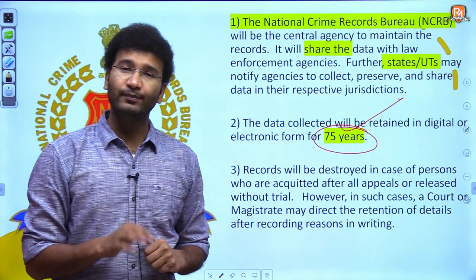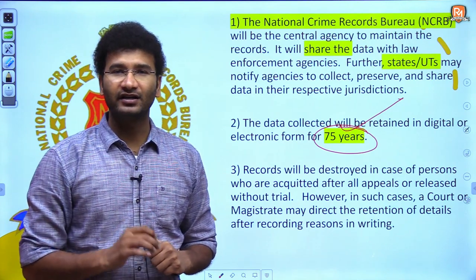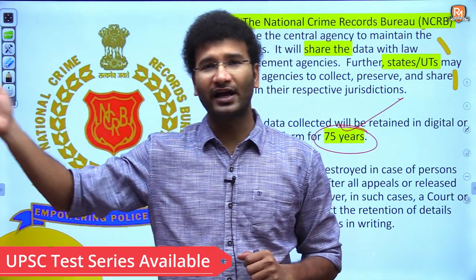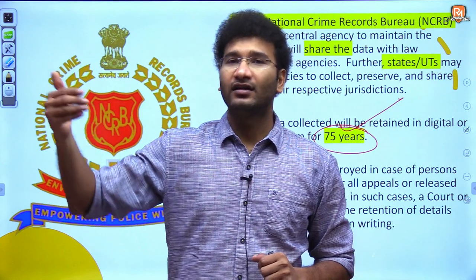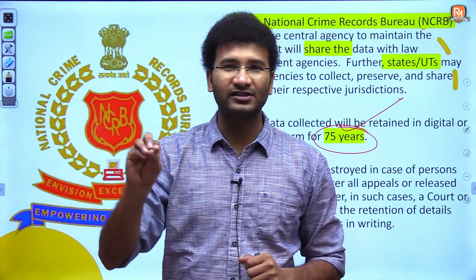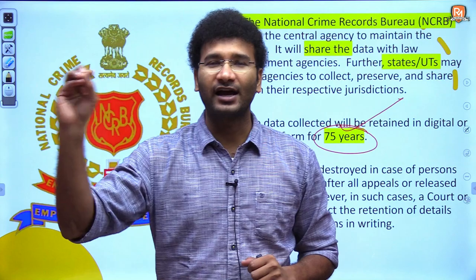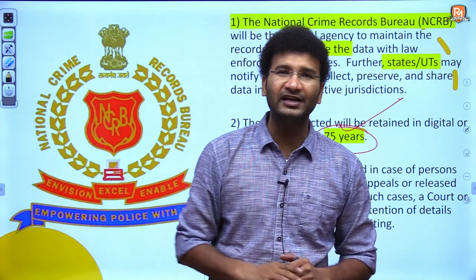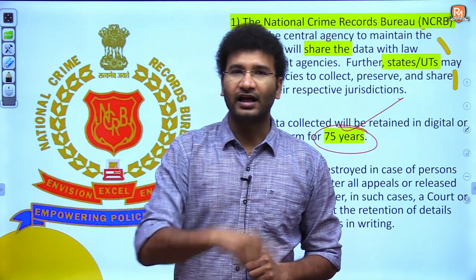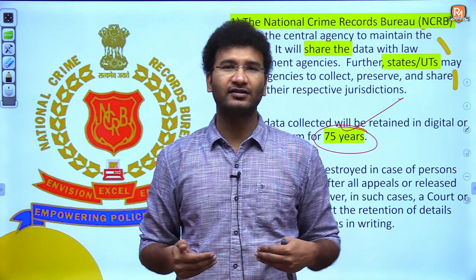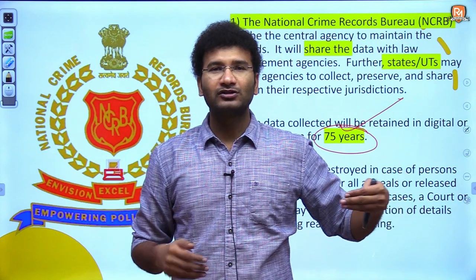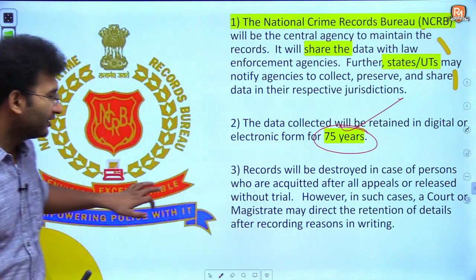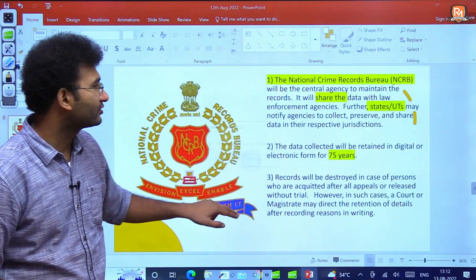Now, records will be disposed of or discarded in case a person has been accused, and after 7 or 8 odd years, the judiciary says that this person is no longer an accused person, he is acquitted. Now, when that person is acquitted, that means the court says that this person did not commit any crime, and in that case, the samples which have been collected by the police department will also be discarded. Right. Clear. Now, this is the role of the National Crime Records Bureau.